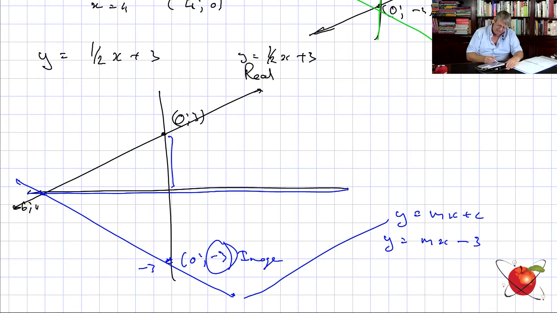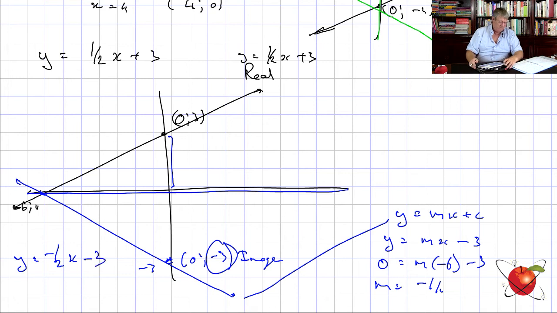And lastly, I just plug in the values that I know. Hang on, let's take this one, minus 6 and 0. 0 equals m times minus 6, minus 3. So what do I do? I take that over. So m is minus a half. So therefore, my line here is y is equal to minus a half x minus 3. And we are done. All right?